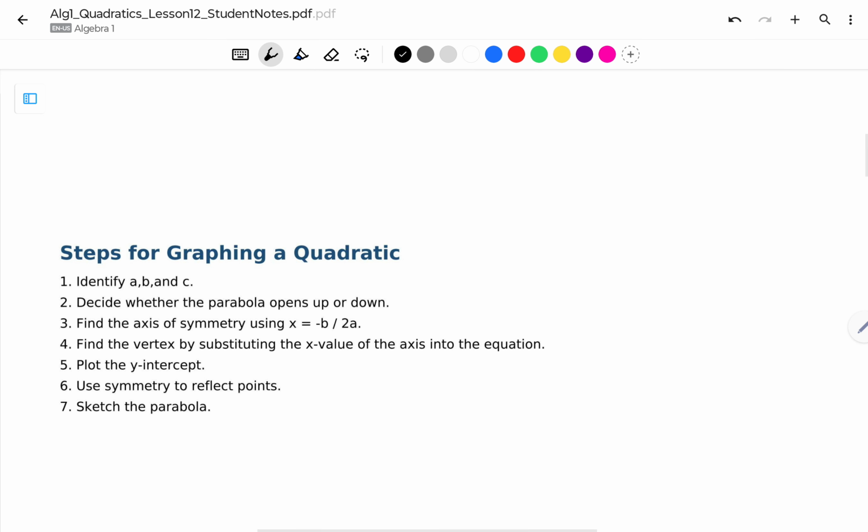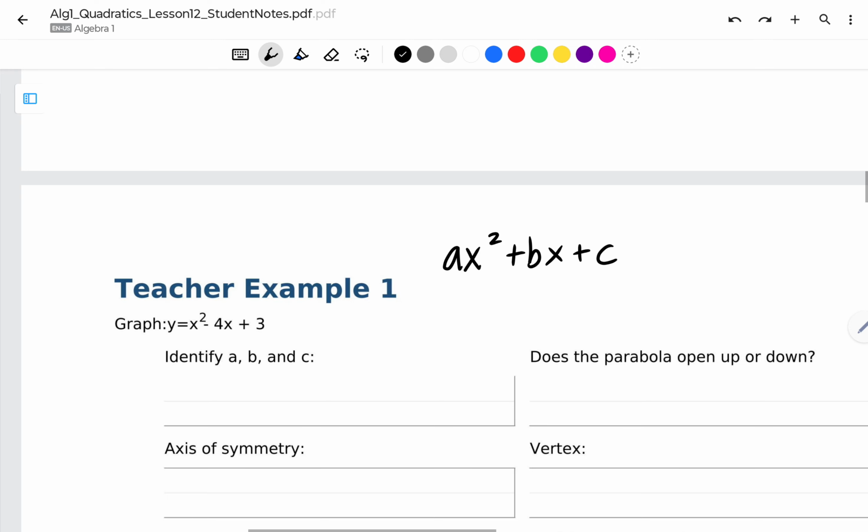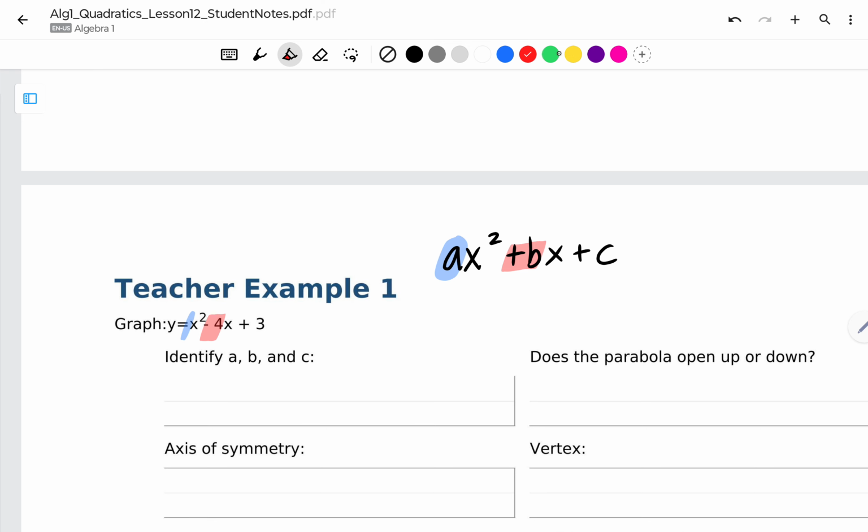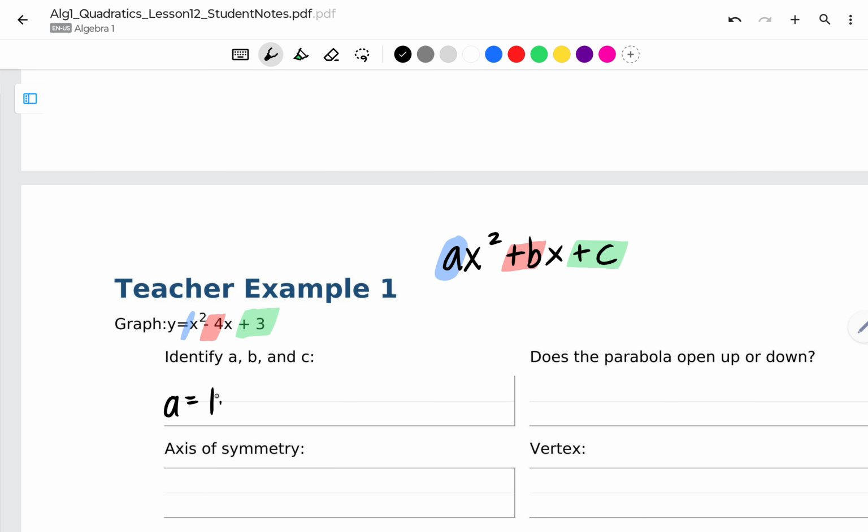Each quadratic expression looks like this: ax squared plus bx plus c. All right, so I have this one right here, y equals x squared minus 4x plus 3. So my a is always that first number, b is that second number in front of the x, and then c is that third one. So in this problem, my a is 1, right? When there's no number in front of the x, that's the same thing as having a 1 there. So my a is 1, my b is negative 4, and my c is 3.